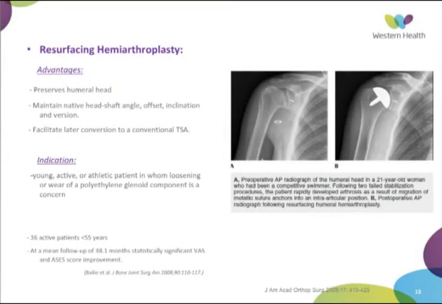There's a study that's been published in JBJS in 2008, and they looked at 36 patients below 55. They followed them up for about 38.1 months, and they've seen good improvement in their pain as well as their function.